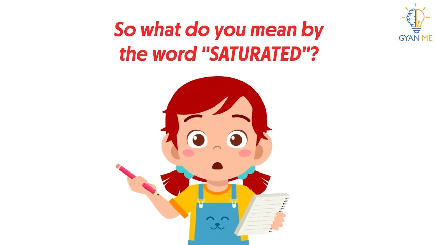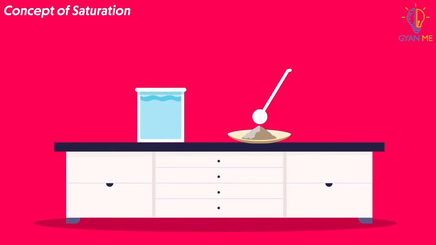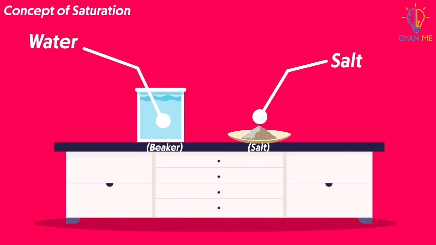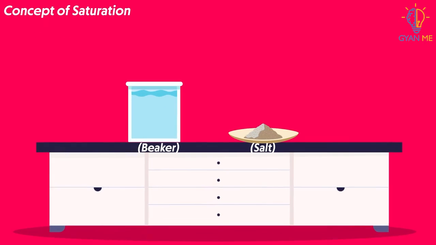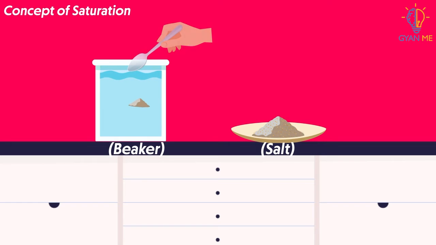So what do you mean by the word saturated? Saturated simply means at its maximum capacity or completely satisfied. Let us understand it with an example. Suppose we have salt and water in a beaker and we make a salt solution out of it. We added salt to the water in the container and mixed it.